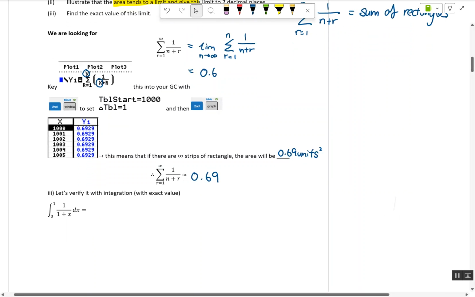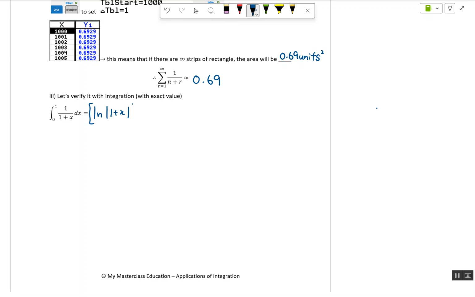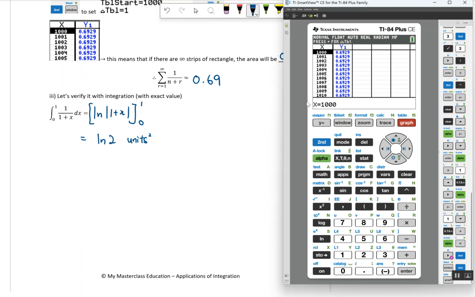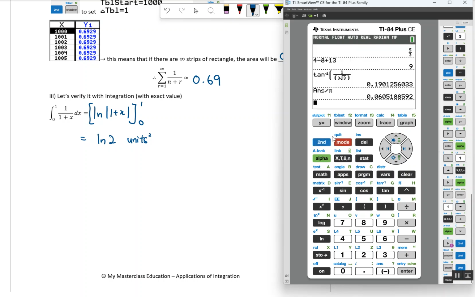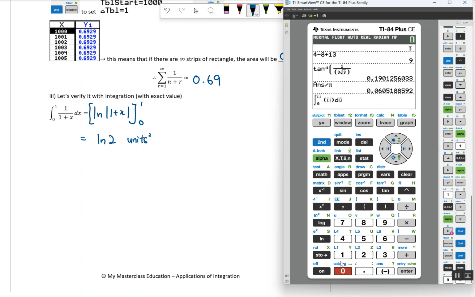So let's verify it with integration. The integral from 0 to 1 of 1 over 1 plus x, this should be an easy integration for you, is ln modulus 1 plus x with a definite integral of 0 to 1. That will be ln 2 minus ln 1, so that will be 0.693 square units. Let's verify this. Actually, almost every question in your H2 math, you can verify it with a calculator. In math 9, you are going to integrate from 0 to 1, 1 over 1 plus x.